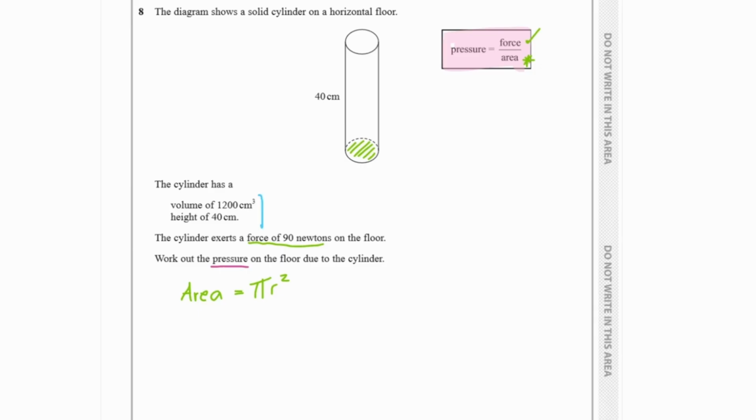The only other information that we've been given is the volume and the height. We also know that the volume of a cylinder is given by the formula pi r squared times h. So if we substitute what we know in that formula, the volume is 1200, and this will be equal to pi r squared times the height, which is 40. If we divide both sides by 40, we can simplify this to 120 divided by 4, which is 30, which means that 30 is equal to pi r squared.